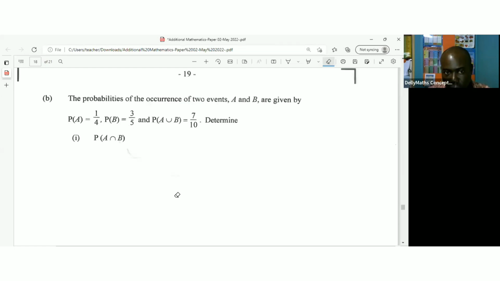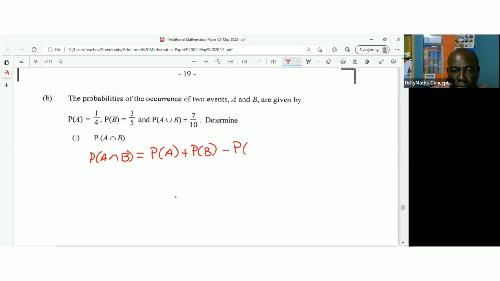Now, the general formula here is that if I want to find the probability of A intersect B, it is given by the probability of A plus the probability of B minus the probability of A union B. So you could see that we got A, we got B, and we got the union. So all we have to do is to put it together.